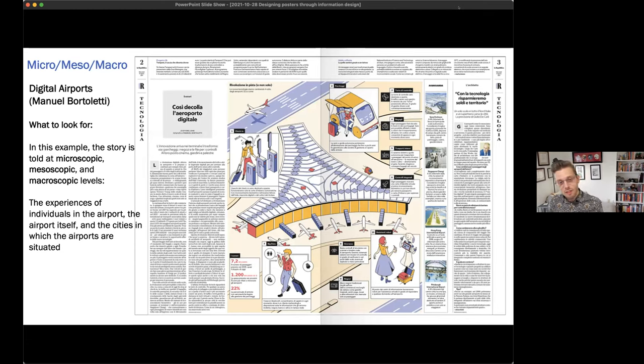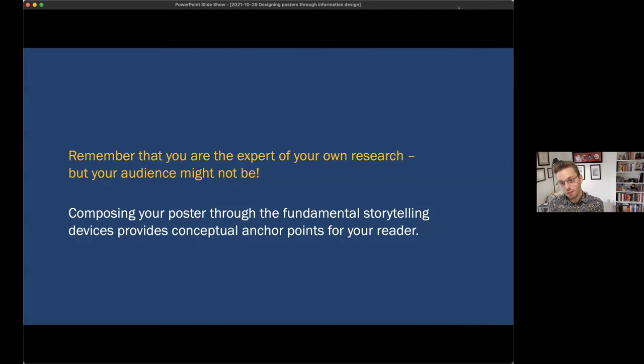And then lastly, this example uses a strategy of showing three different levels of view into the thing it's talking about: a microscopic, mesoscopic, and macroscopic view that allows us to see the experiences of the individuals that are represented in this figure. The mesoscopic is the airport itself, the thing that the article is talking about. And then the macroscopic view is the cities in which this thing being observed is actually situated. So finding ways to build in these different levels of scale can help provide a storytelling device in itself as well.